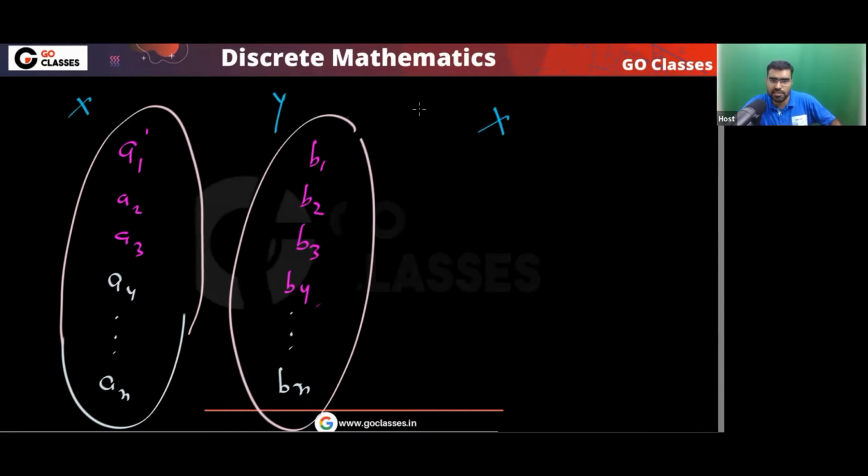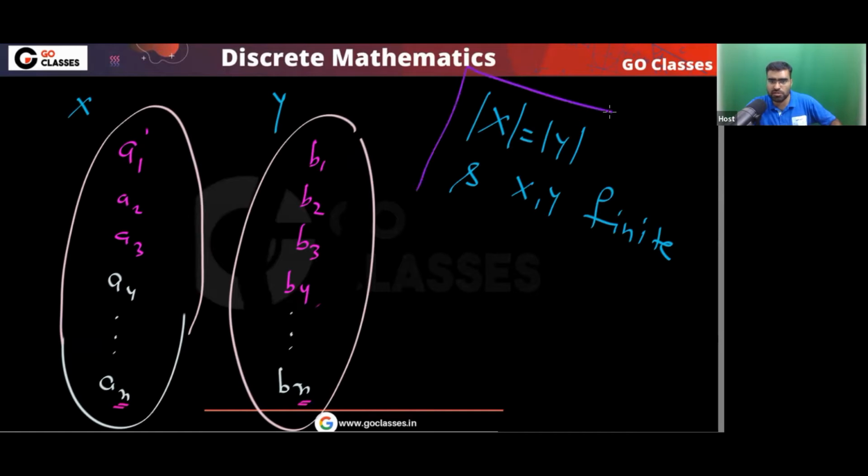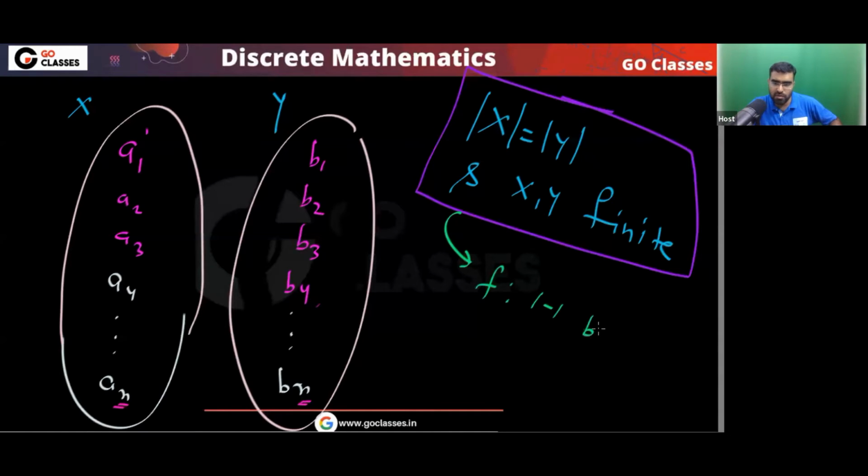Here you can notice, this is set X, this is set Y. They have the same cardinality and both are finite, because you have n elements here and n elements here. In this situation, you can try if you want, but this type of function, 1-1 but not onto, you cannot create. This is not possible.